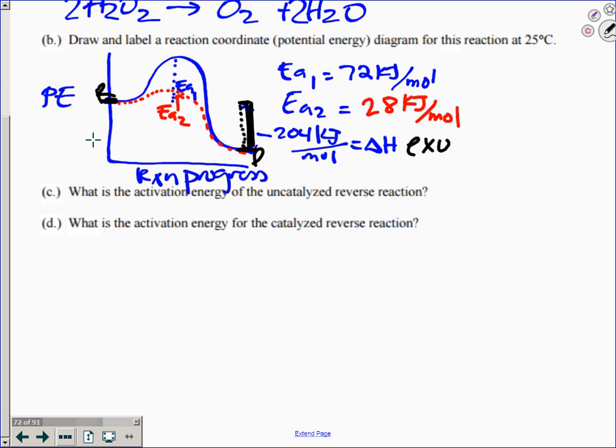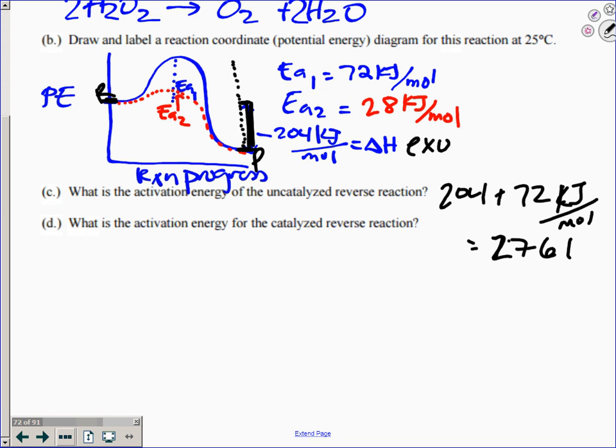So you're going in the reverse, so you're going this way, right? You have to count all the way from the products, all the way tippy top to the peak, which is 204 plus the 72. So this is 204 plus 72 kilojoules per mole, which is 276 kilojoules per mole. So that's why the forward reaction is favored versus the reverse, because the forward is super easy to achieve at 72 kilojoules, but the reverse, no way. It's going to be quite difficult to achieve that.